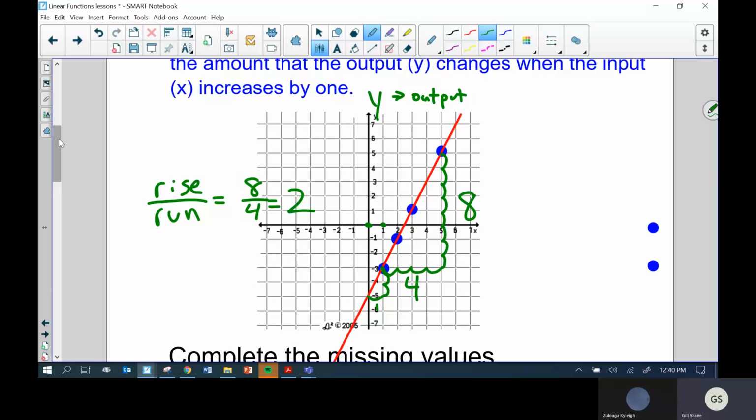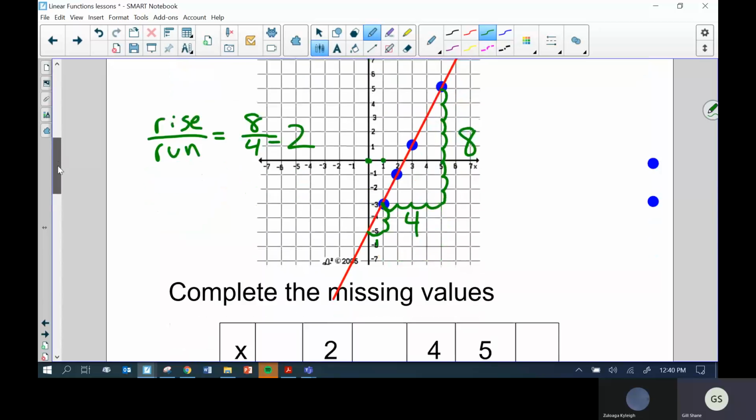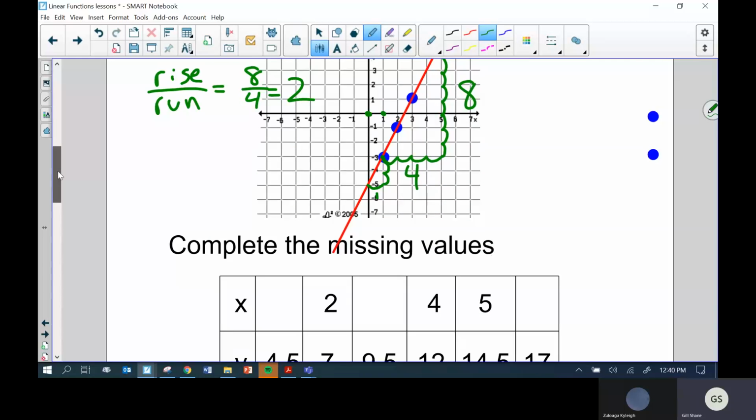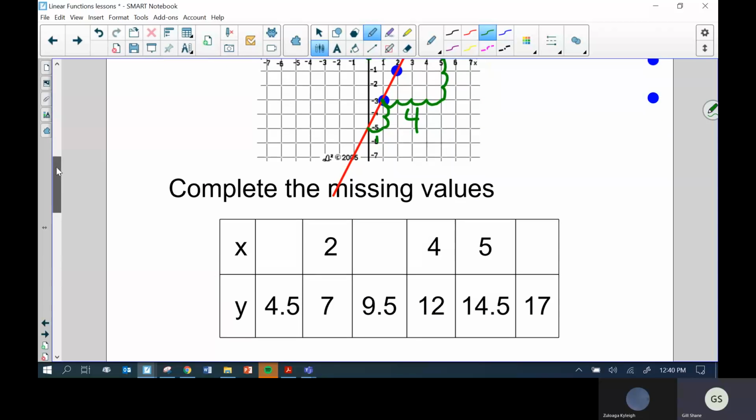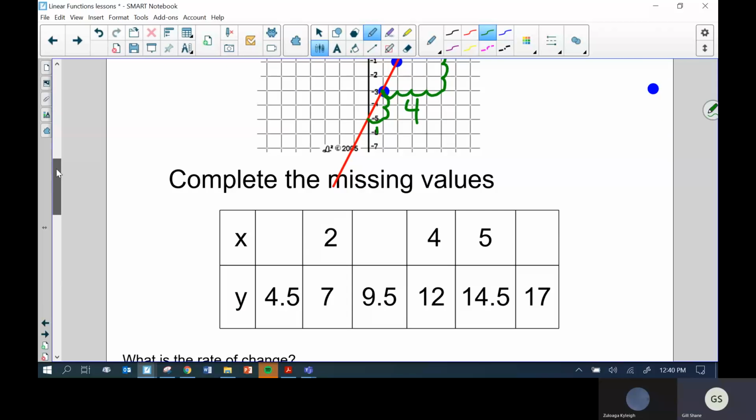That's your output, and x is input. All right, I wanted to do a little review on how to do slope, and again, slope and rate of change being the same thing. You will see that a lot coming up. So now I want you to complete the missing values there.